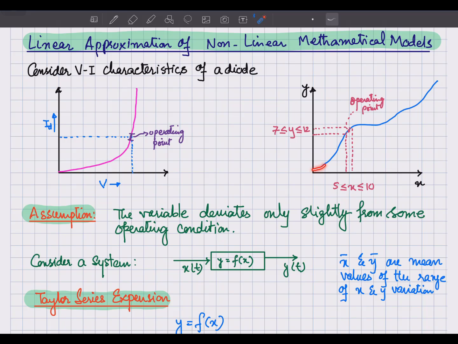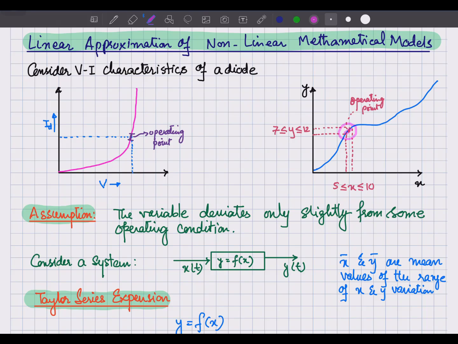Let's consider another function, which is also a nonlinear function. And if we say that we are operating this system in this region where the variation in x is from 5 to 10, and the corresponding variation in y is, let's suppose, from 7 to 12, a small range in which our x and y are changing. So this is basically our operating point. We can linearize this nonlinear function in this small region of interest.